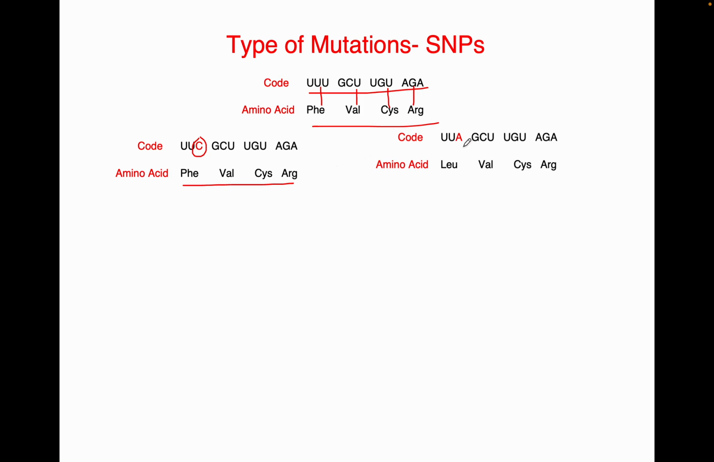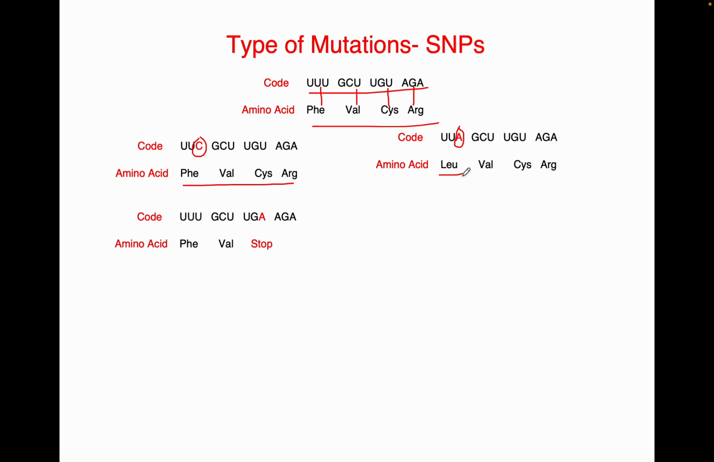And for example here, now instead of U, which is in the normal gene, the U is replaced by adenine. Now UUA encodes leucine instead of phenylalanine. This is a mutation which changes only one amino acid, leucine instead of phenylalanine, which is in the normal population. Due to this mutation, that individual has leucine. So this type of mutation is called a missense mutation.